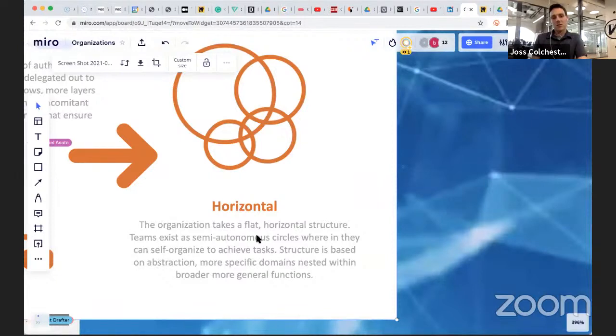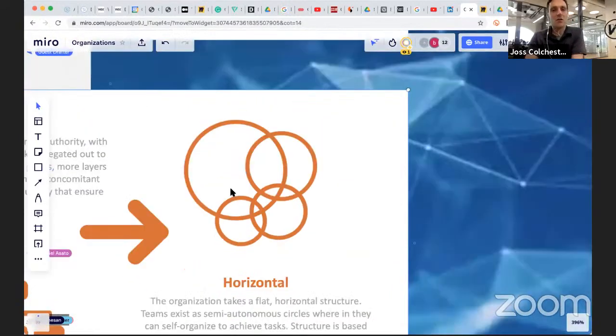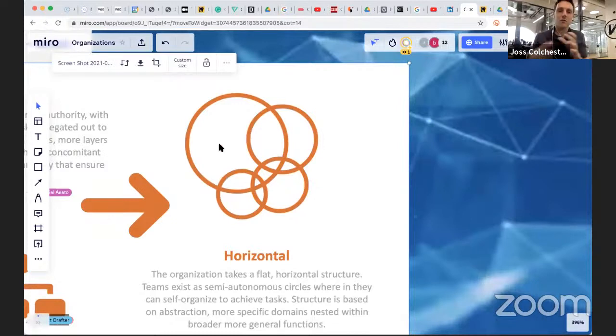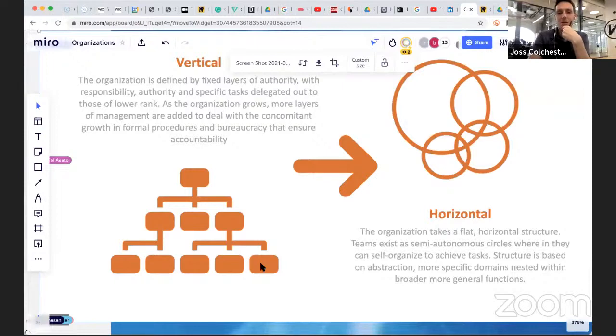Horizontal organizations take a flat horizontal structure. Teams exist as semi-autonomous circles wherein they can self-organize to achieve tasks. Structure is based on abstraction, more specific domains nested within broader, more general functions. So it's the idea of a circle organization like holacracy or sociocracy. It's just smaller circles, specific functions nested in broader functions, nested in the overall organization. So it's actually flat, and it's the idea of abstraction, more specific things nested inside of broader ones. Whereas this one's more about that chain of command, because these people have to execute on the stuff these people are deciding upon.